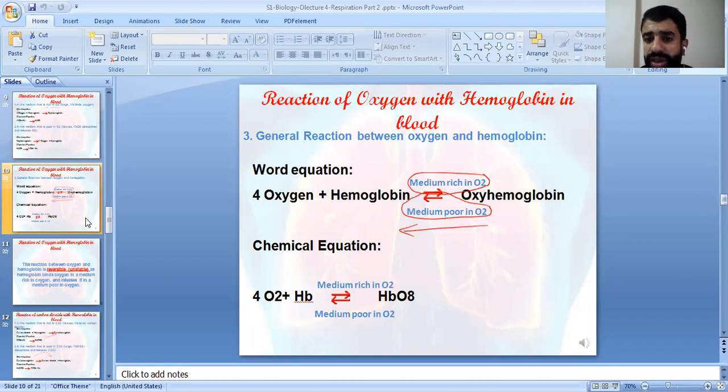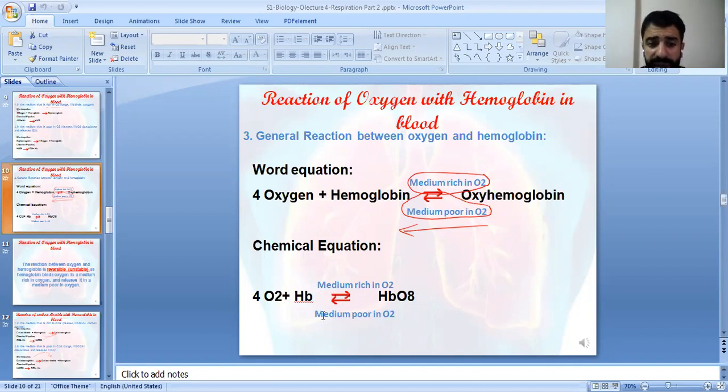General reaction between oxygen and hemoglobin. The word equation, 4 oxygen plus hemoglobin, can give oxyhemoglobin. It can move in this direction from the left to the right, from 4 oxygen and hemoglobin toward oxyhemoglobin, whenever the medium is rich in O2. Whenever the medium is poor in O2, it moves in the opposite direction since we need oxygen. So oxyhemoglobin will dissociate and will give oxygen and hemoglobin. The chemical equation, 4O2 plus Hb, in a medium rich in O2 can give HbO8. And in a medium poor in O2, HbO8 will dissociate to give 4O2 plus Hb.